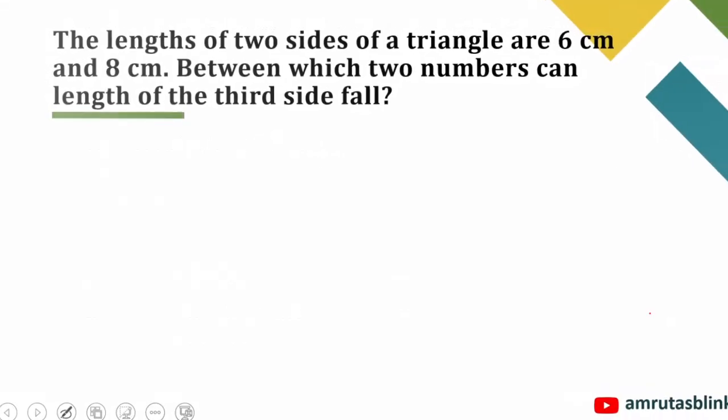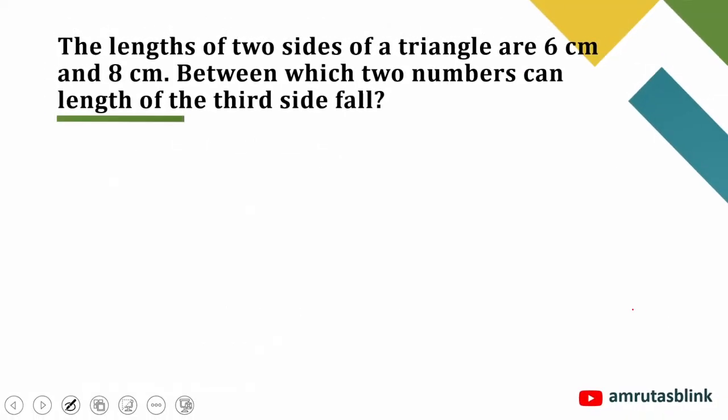The lengths of two sides of a triangle are 6 cm and 8 cm. Between which two numbers can the length of the third side fall?